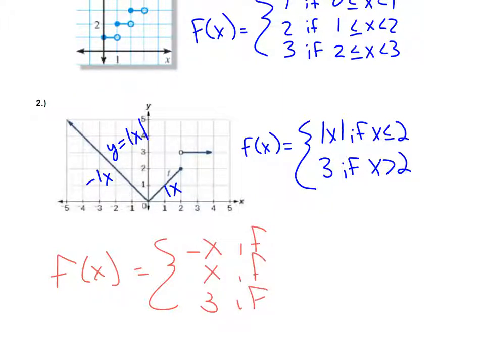And then it's negative x for x values that are less than 0. It's positive x as long as x is between 0 and 2. And then if your value's bigger than 2, it was at y equals 3. So that would be the other right answer. So you could have one of 2 things.